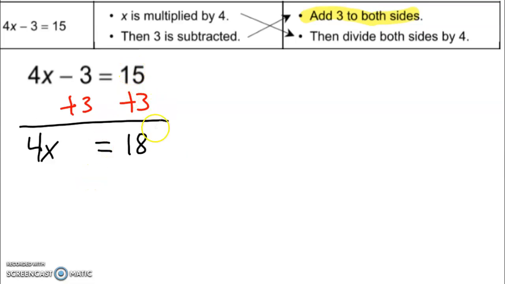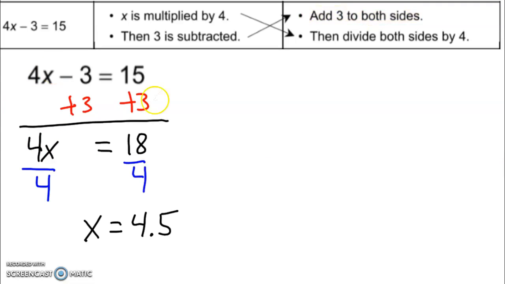15 plus 3 is 18. Negative 3 plus 3 gets you 0, and then I bring down the 4x. Next we're going to divide by 4 on both sides. The 4's cancel out, giving me 1x, and then 18 divided by 4 is 4.5.